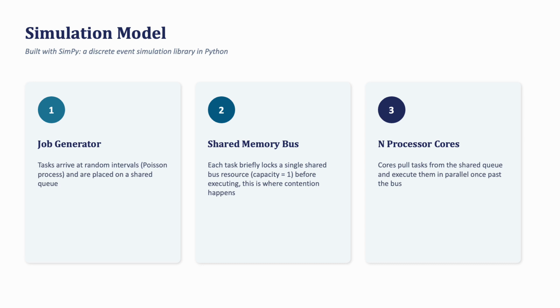This is a relatively simple model, but it captures the core mechanism of what I'm trying to talk about, and that is how multiprocessor system speed up is affected by resource contention.